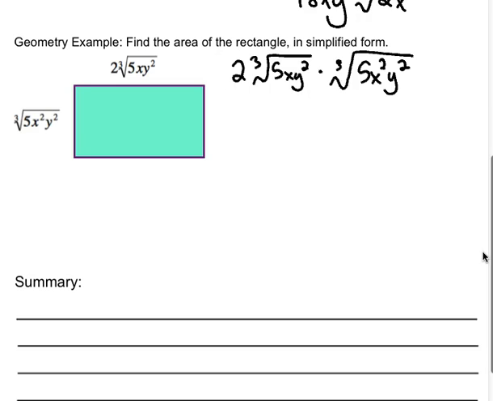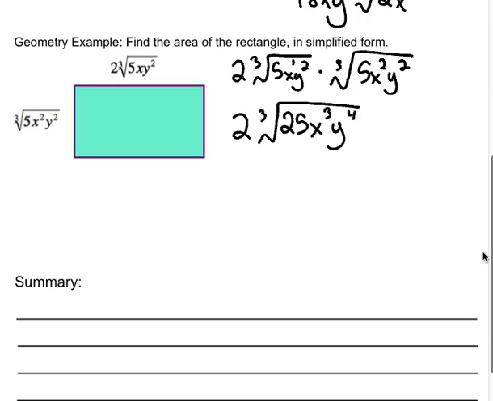All right, so multiply the outsides. Well, there's only one thing on the outside, so that's pretty simple. And now the insides. 5 times 5 is 25. X to the first times x squared, 1 plus 2 gives me 3. Y squared times y squared, 2 plus 2 gives me 4.